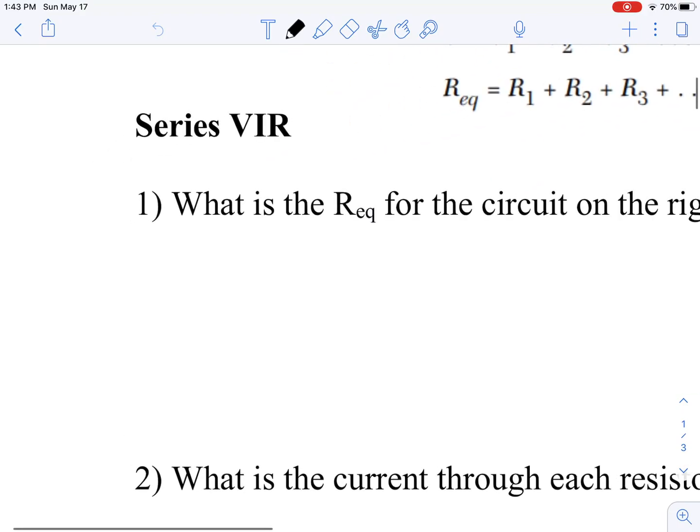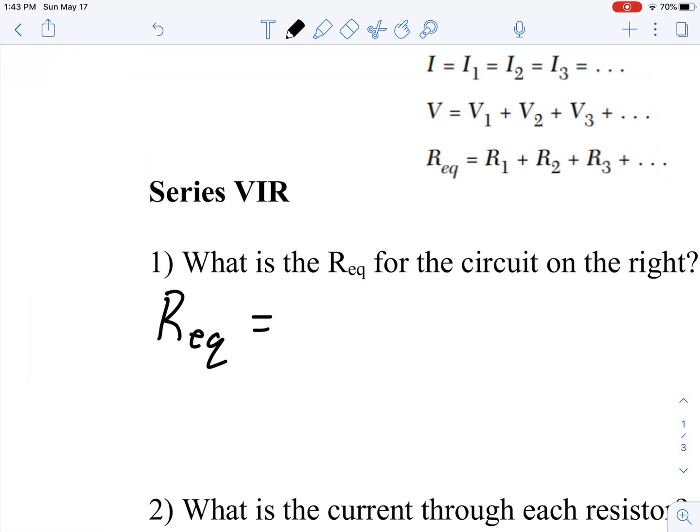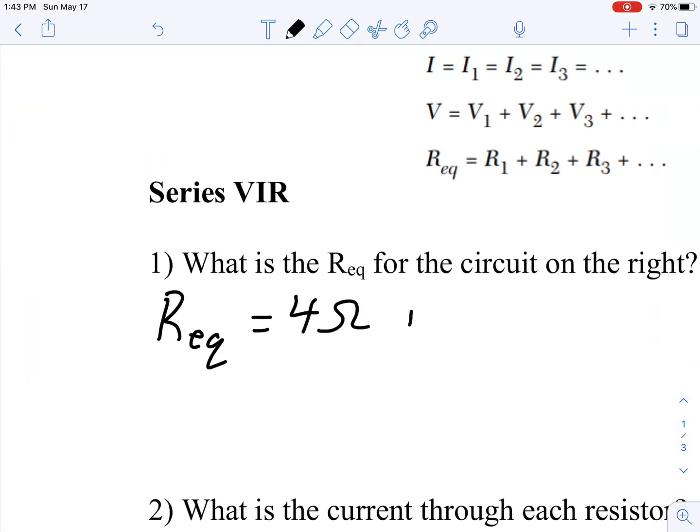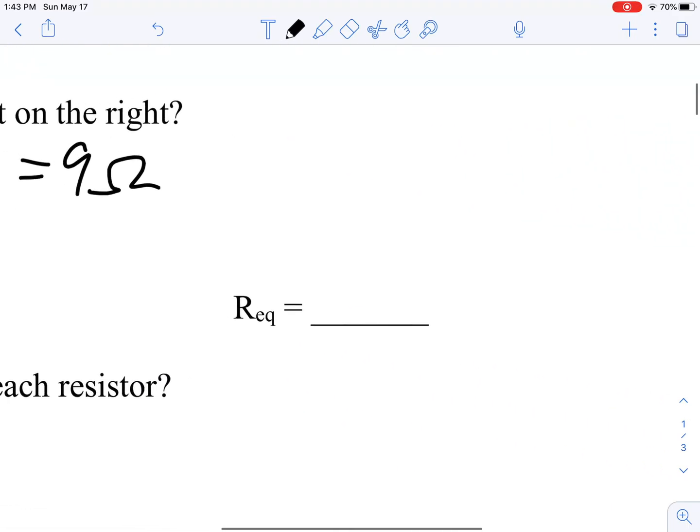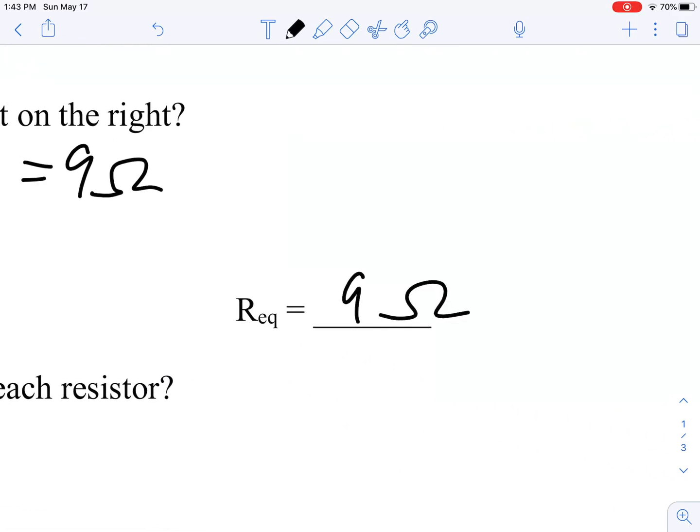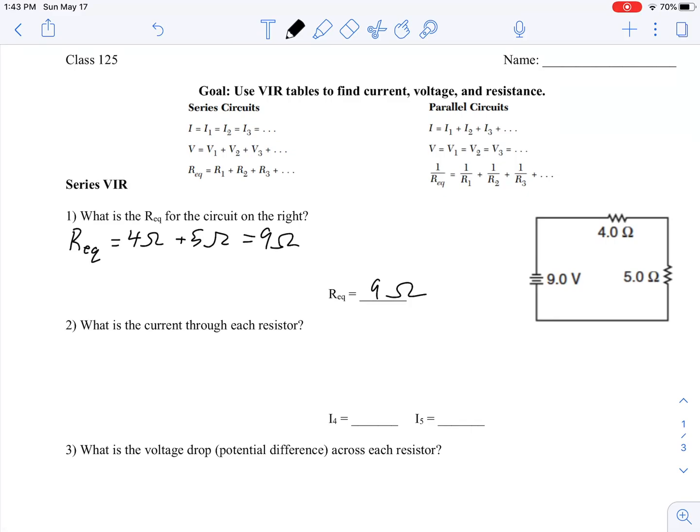So let's see. R equivalent equals, I think it was 4 and 5, right? Yeah, so 4 ohms plus 5 ohms, 9 ohms. Just get in the habit of writing it out. I know you can all do that in your head, but take the extra minute just so you get in that habit of not mixing up our equivalents.